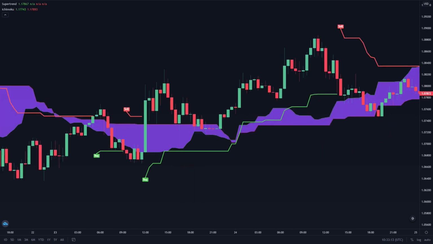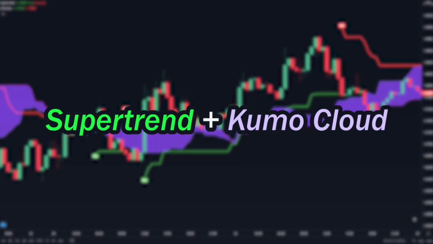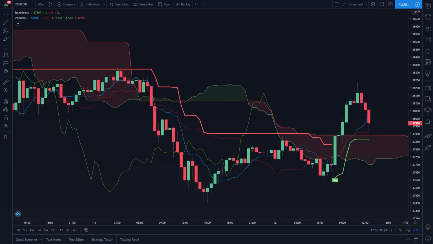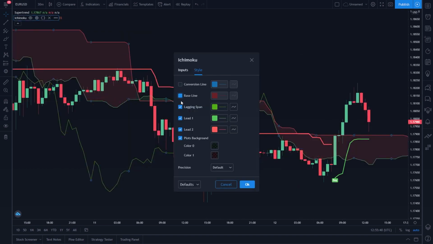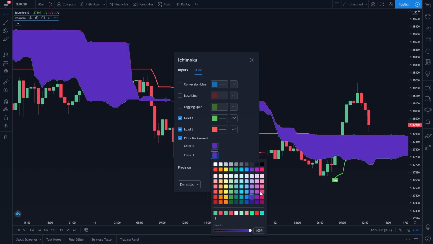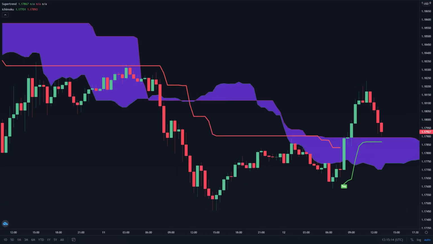Another strategy that you can combine with the Supertrend is with the Kumo cloud. So the Kumo cloud is basically just an Ichimoku cloud indicator that you disabled all the parts except the two lead lines. And I'm also going to change the color so that it's easier to look at. So now we have the Kumo cloud.